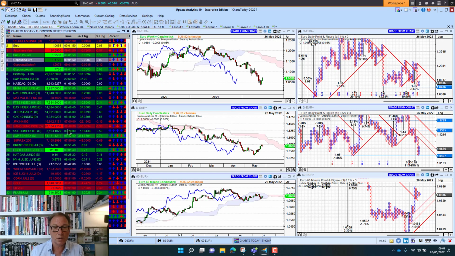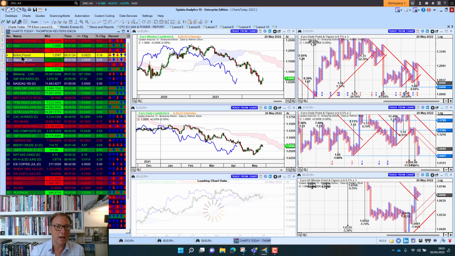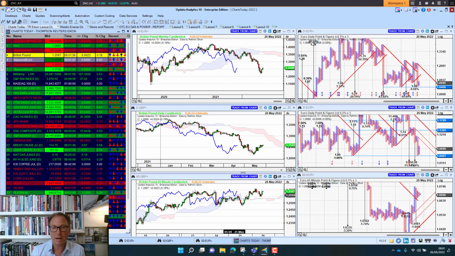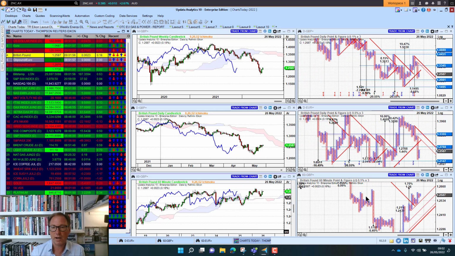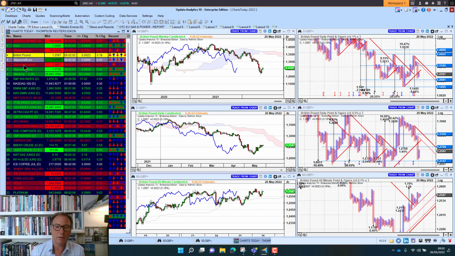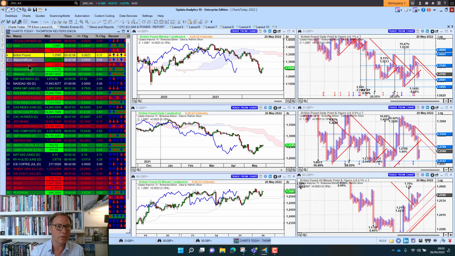Coming back to what's happening in the market, the euro is looking weaker. Sterling looking a bit stronger. They're back above the cloud on the short-term chart, and we've got this target to 128 that we're looking for. If I had something new happening on sterling, I would get that in my alerts.